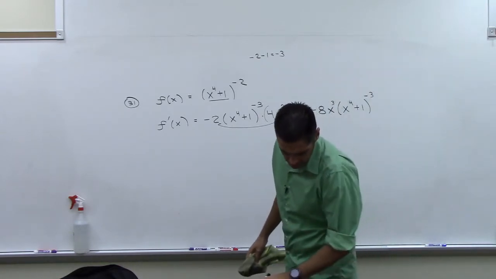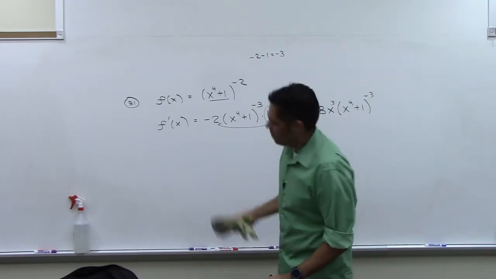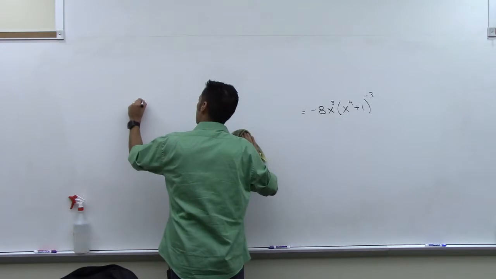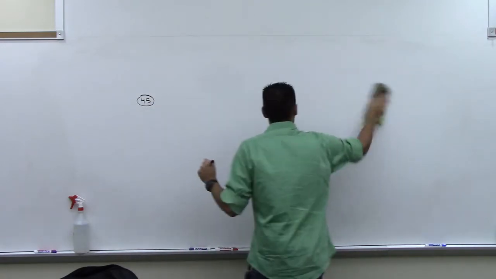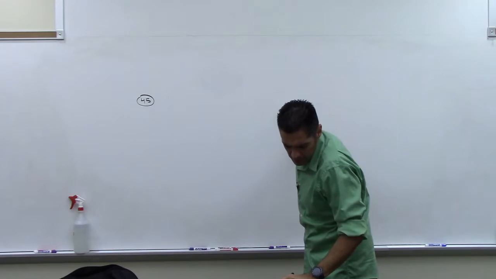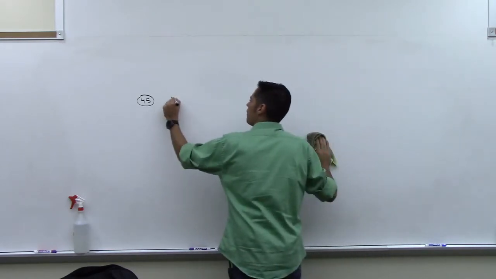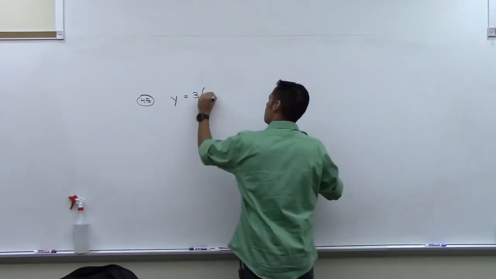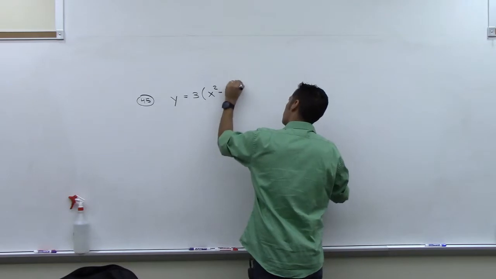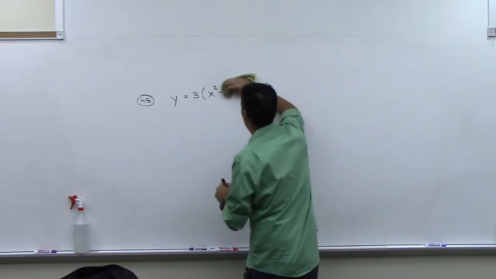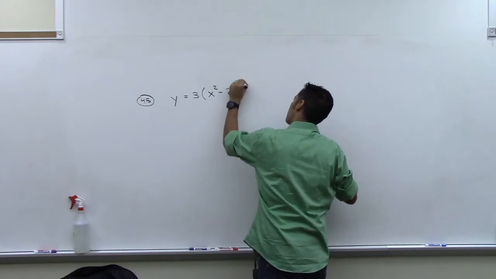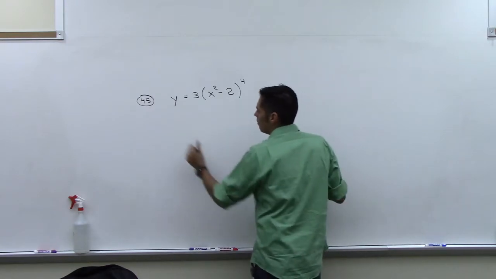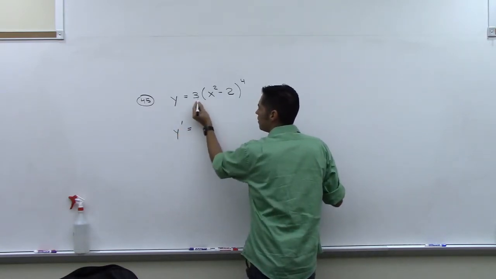All right, let's look at number 45. Number 45, you've got y equals 3 times x squared minus 2 to the 4th. All right, so we have a slight little change here. We're trying to find y prime. The difference is that we've got this 3 here.